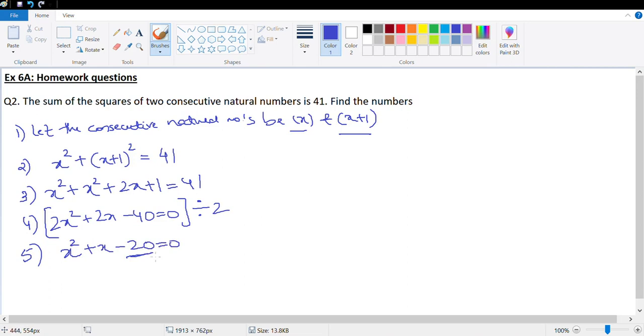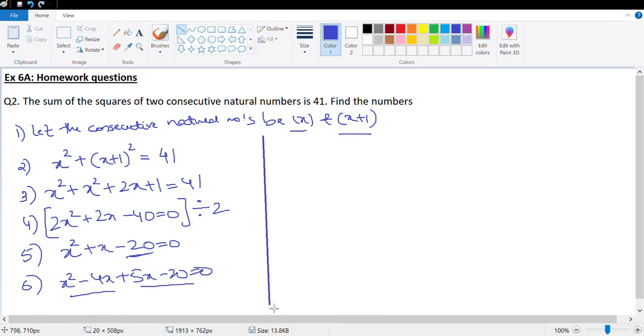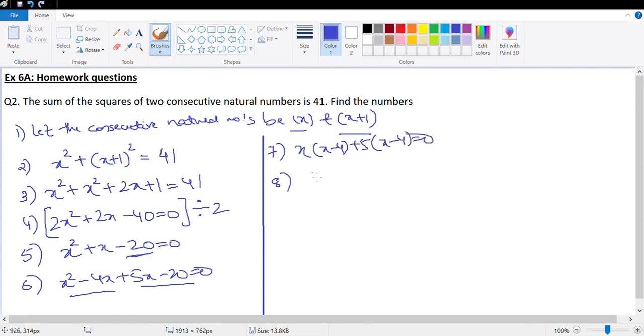I need to find factors of negative 20, the sum of which is plus 1. So that would be negative 4 and plus 5. Yes, so x square minus 4x plus 5x minus 20 is equal to 0. Grouping it the way I have underlined, what we get is x times (x minus 4) plus 5 times (x minus 4) is equal to 0. This gives us (x minus 4) times (x plus 5) is equal to 0, which means x is equal to 4 or x is equal to negative 5.